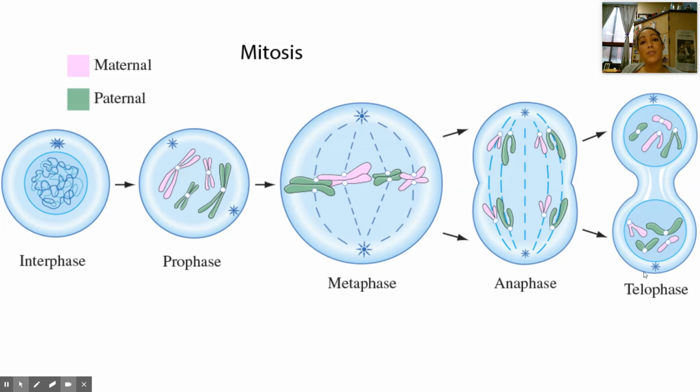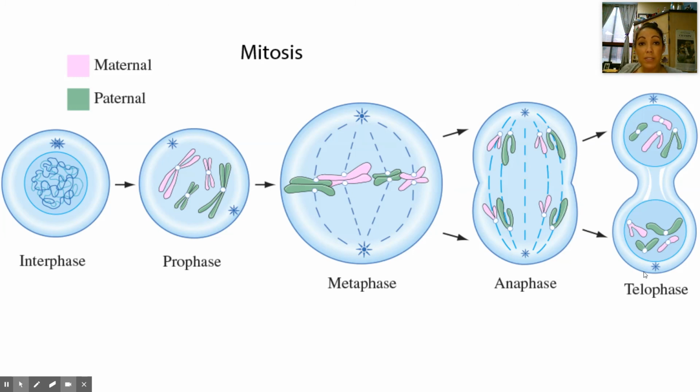Then these next four phases are all part of mitosis: prophase, metaphase, anaphase, telophase. Prophase is where that DNA gets organized into chromosomes, so the chromosomes form. Metaphase, those chromosomes line up in the middle. Anaphase, they get pulled apart. Telophase, we see two new nuclei starting to form.